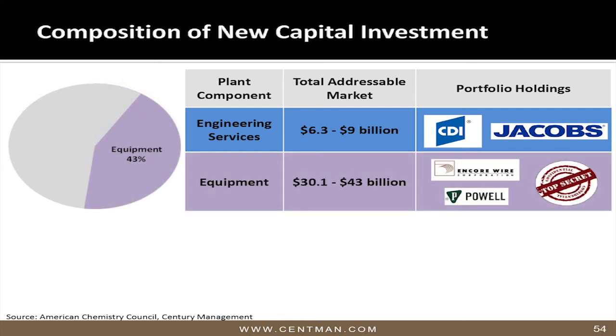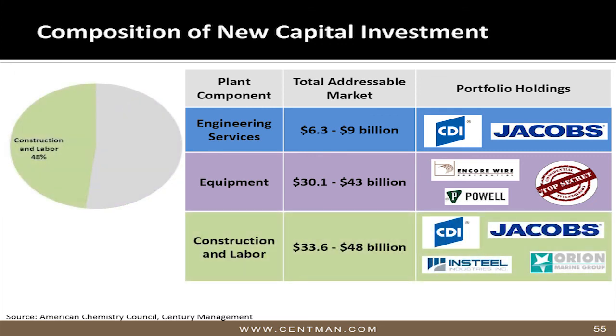42% of the pie is represented by the equipment companies. And this group is expected to see an additional $30 to $43 billion in incremental spend. Here we own Powell Industries, Encore Wire, and a group that we've labeled top secret. We're trying to buy these stocks, or we're close to buying these stocks, but just in case anybody in here wants to get a little jump on the action, we'll hold off revealing the names until we've bought them.